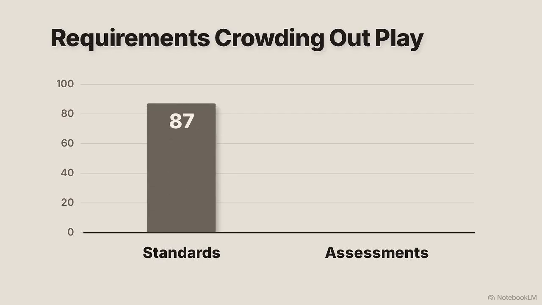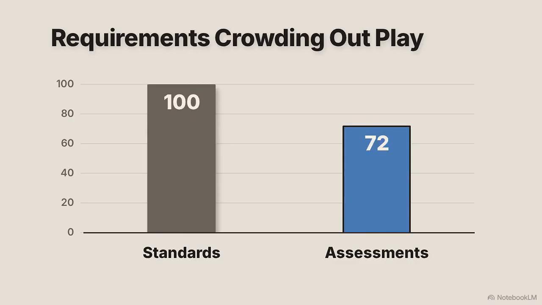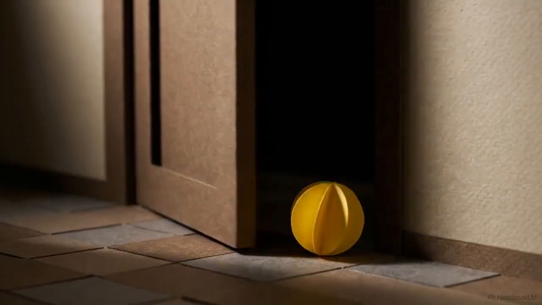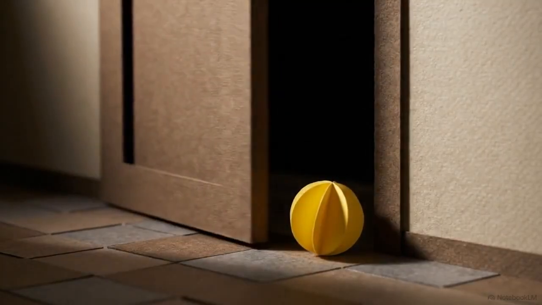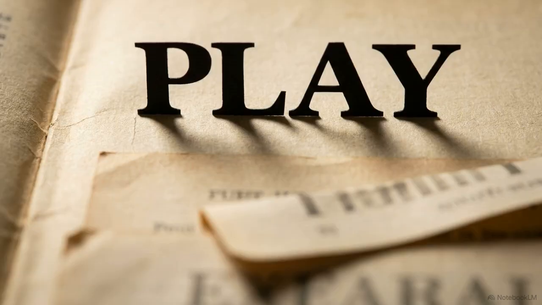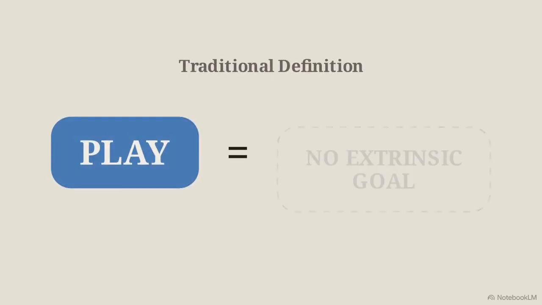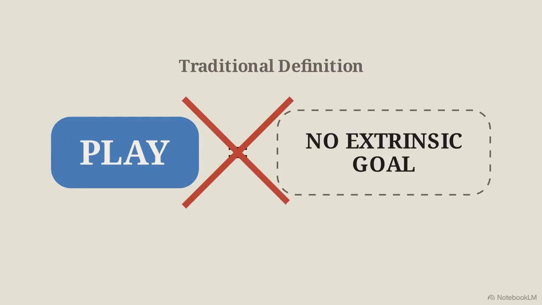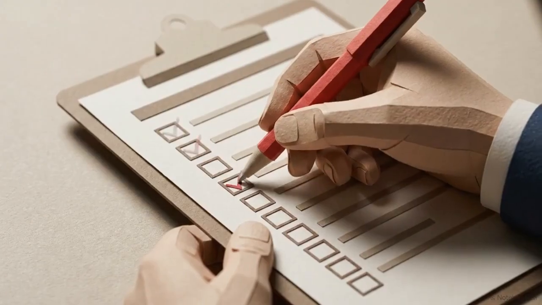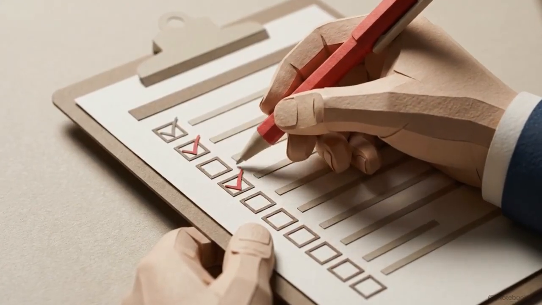Today, global education standards are expanding, and early childhood curricula are becoming increasingly crowded. Because of this pressure, play is often pushed out of classrooms to make room for more formal instruction. The root of this tension comes from how we historically define the concept. If play is strictly categorized as an activity with no extrinsic goal, educators face a paradox. Teachers have specific academic targets they are required to hit, which makes a goalless activity look like a liability.